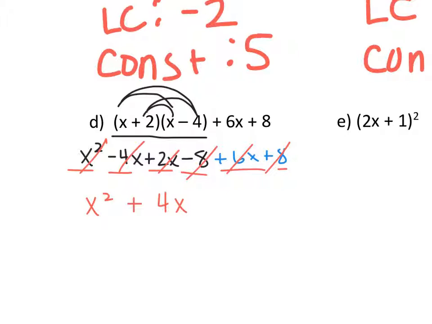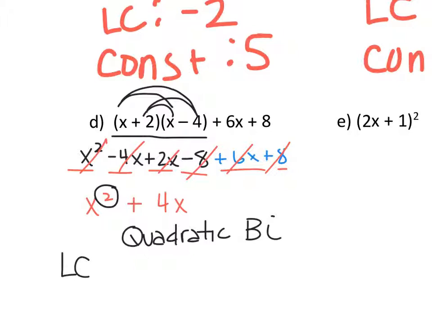So this is called a quadratic because it's degree 2. And then it has 2 terms. So it's a quadratic binomial. The leading coefficient is going to be 1. And the constant is going to be 0 because there's no number that does not have a variable with it.